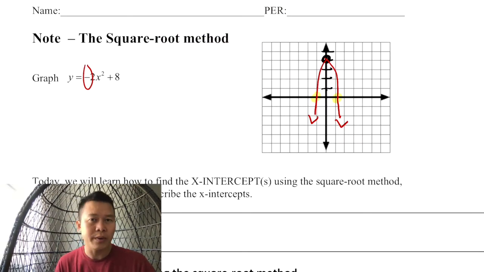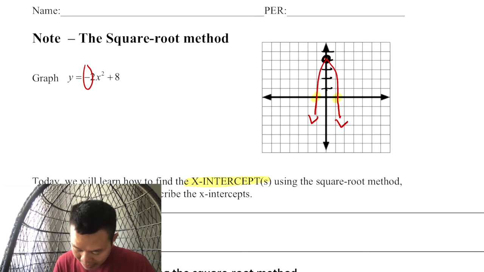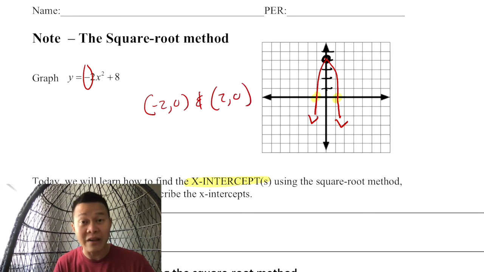So those are what we call the x-intercepts. We want to identify the x-intercepts for this graph, which we could, right? That's easy. It's (-2, 0) and (2, 0). So let me write that down for you. If I were to find the x-intercepts, they would be (-2, 0) and (2, 0). Graphically, that's how we find the x-intercepts.